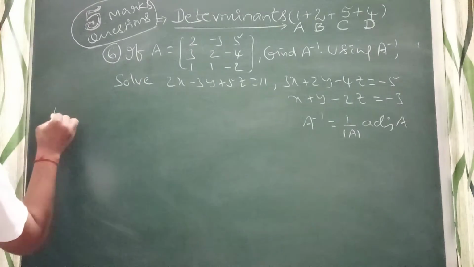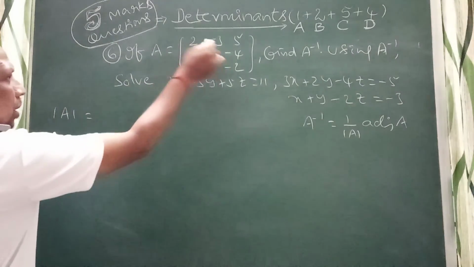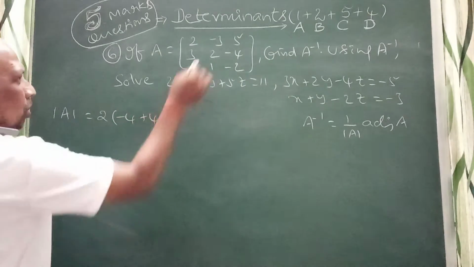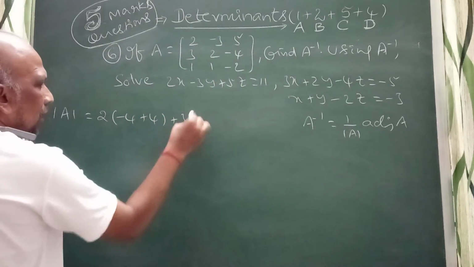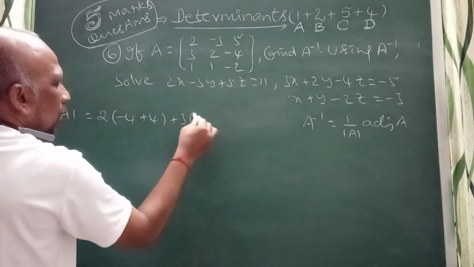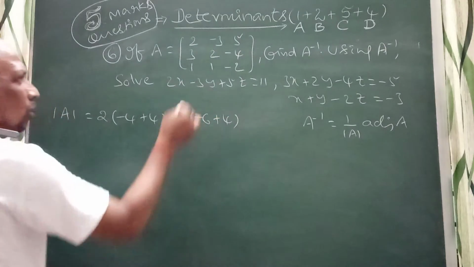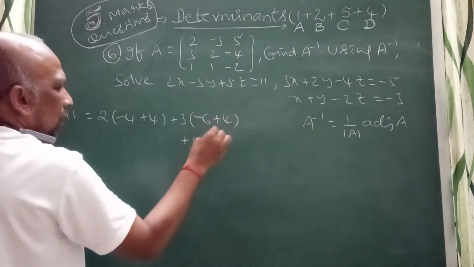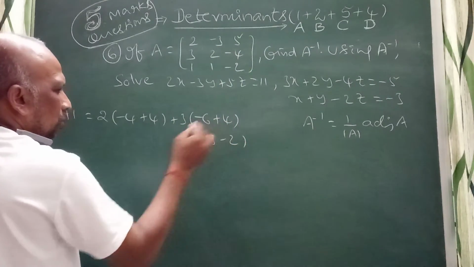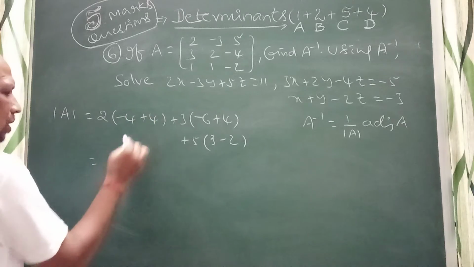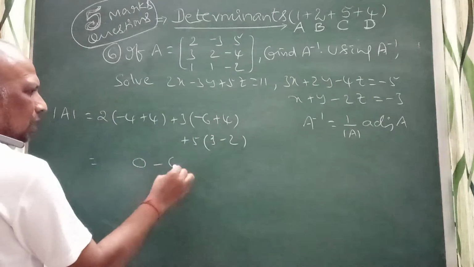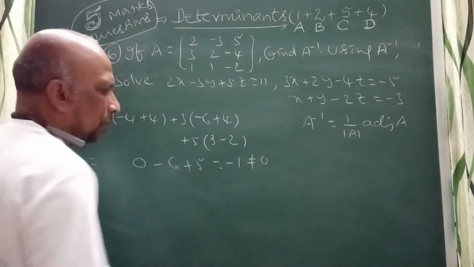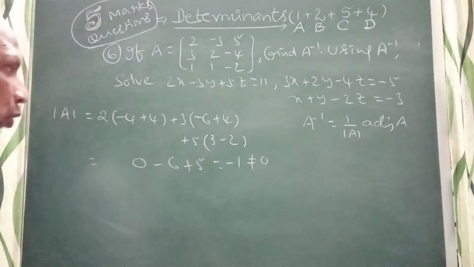When you are finding det A, you can see here 2 into, you will get minus 4 plus 4, minus of minus plus 3 into, leave this row and this column, minus 6 plus 4 plus 5 into, I can write this row and this column, 3 minus 2. Now this will be 0, right? Minus 6, this is plus 5, minus 1, not equal to 0, right? Now you should find adjoint.